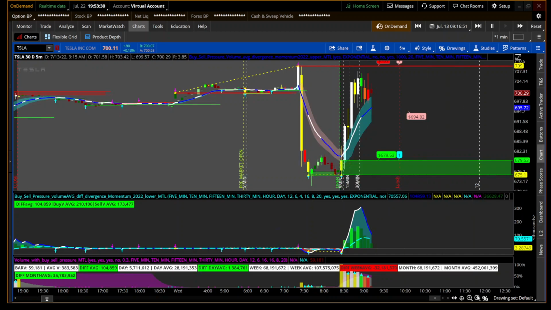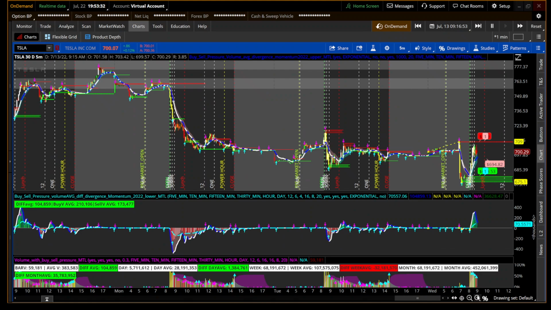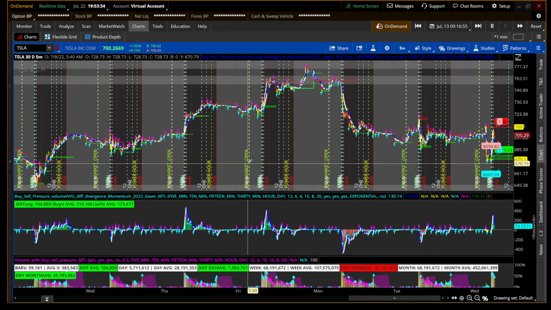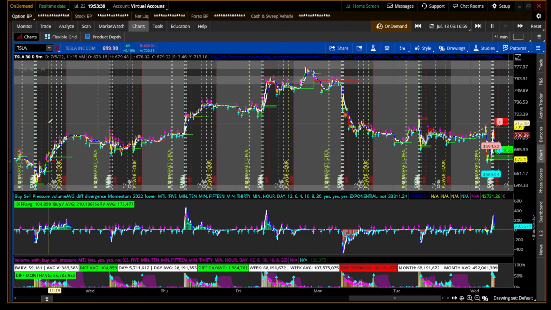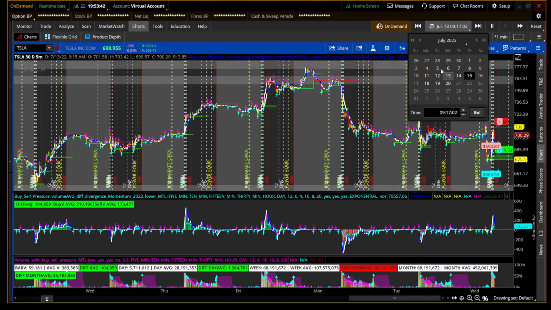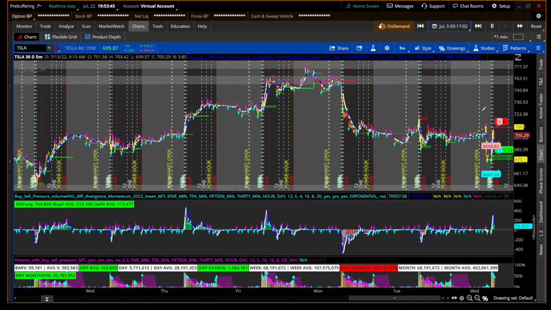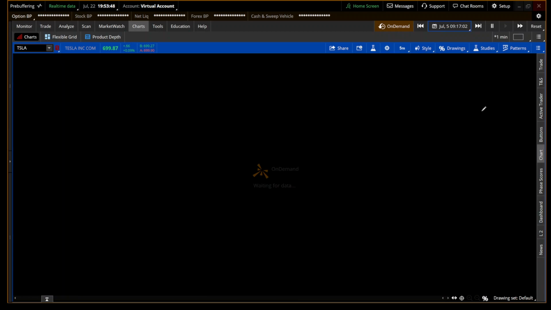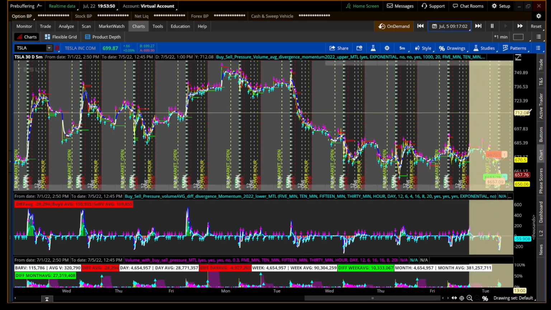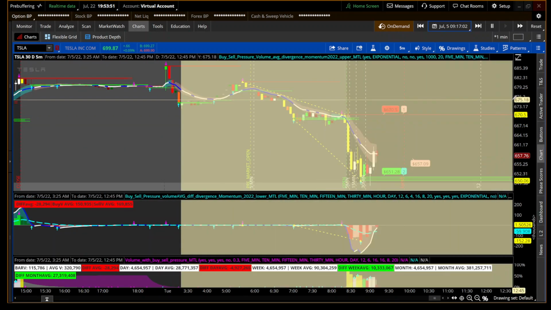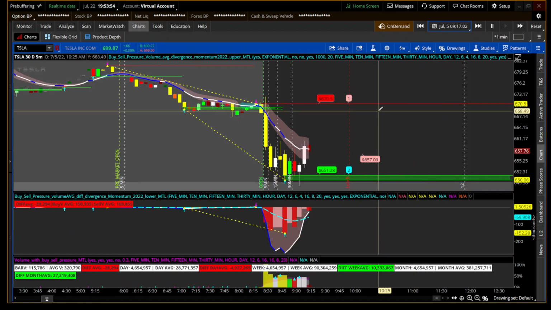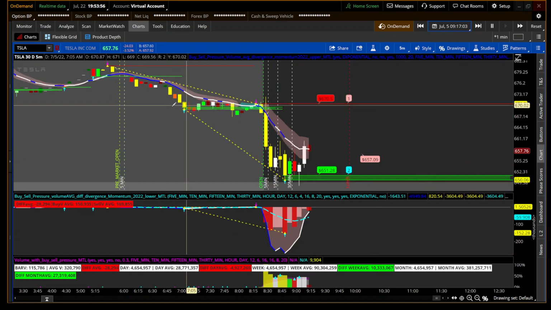But I don't think this day is a good day, so I'm going to push this to, what day is this? I'm going to push it to 7.5. I think that'll be a better day for showing the indicator and how it works. So this is 7.5.